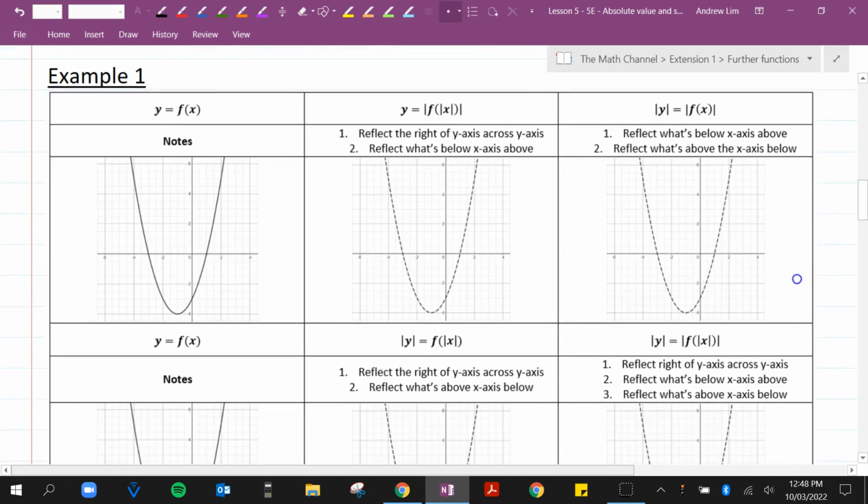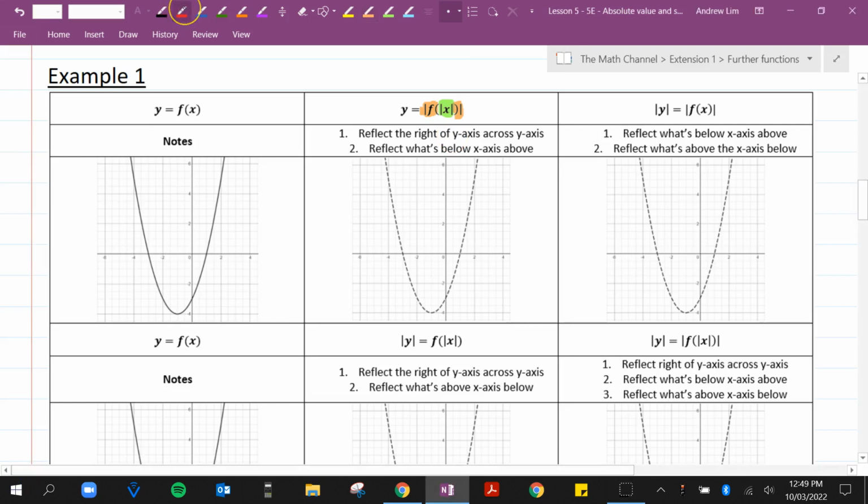So here we've got our first example. Y equals f of x, exactly the same thing as before. This time, we're going to have a look at y equals the absolute value of f of the absolute value of x. We actually need to work inside out. So we need to do this bit first before we do this bit. So according to my notes, if we need to do the absolute value of x first, we need to reflect across the y-axis first. After that, absolute value of f of x just means everything is positive, so everything will be above the x-axis.